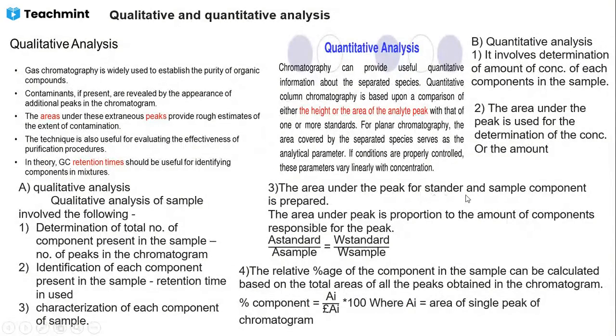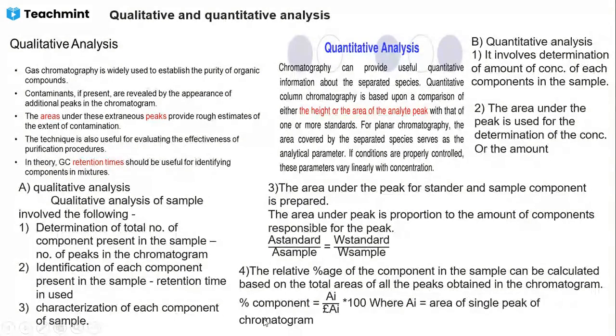The area under the peak of the standard and the sample component is measured. The area under a peak is proportional to the amount of the component responsible for the peak. A standard upon A sample is equal to W standard upon W sample. This ratio is compared. The relative percentage of the component in the sample can be calculated based on the total areas of all the peaks obtained in the chromatogram.